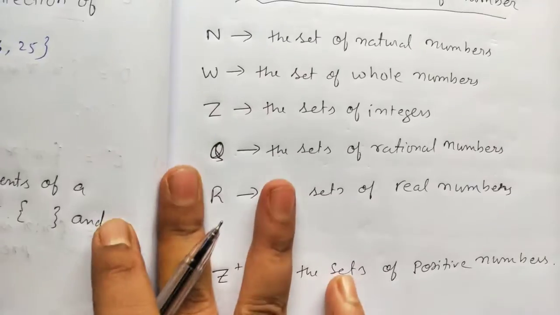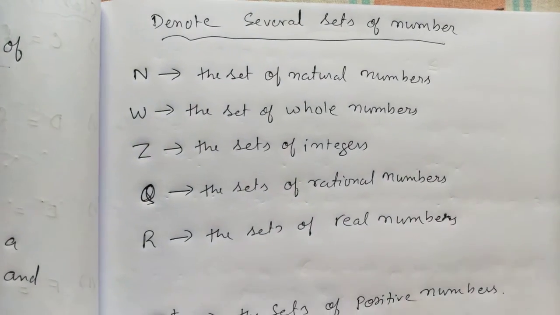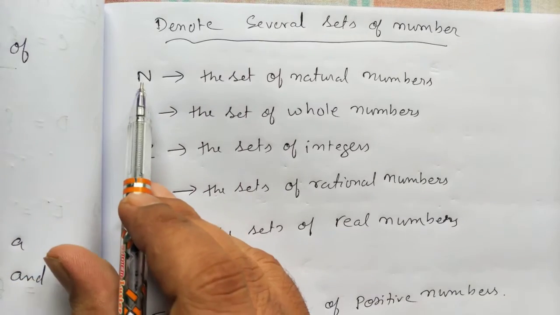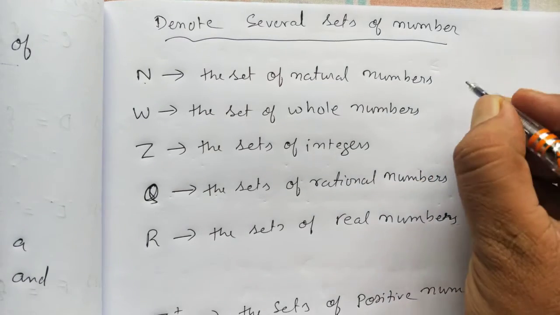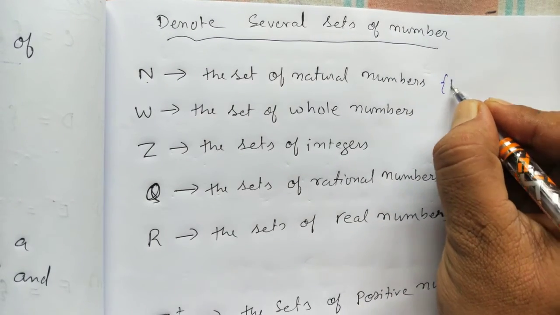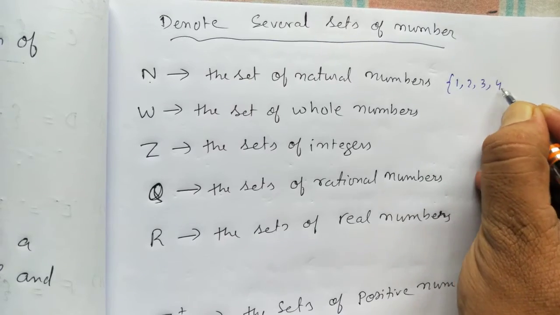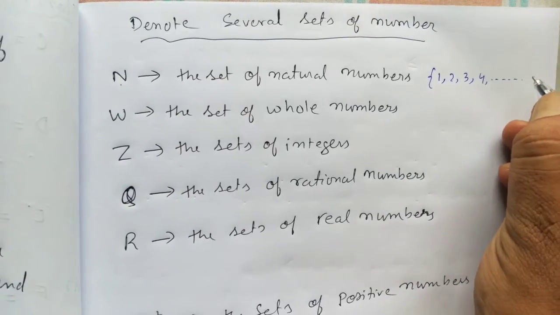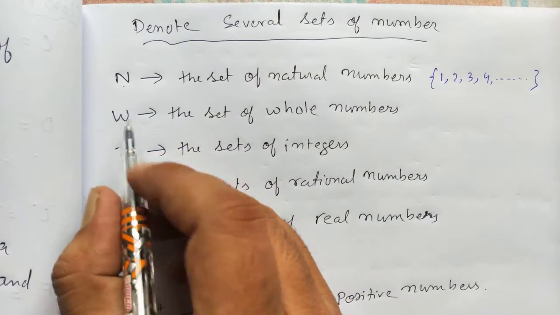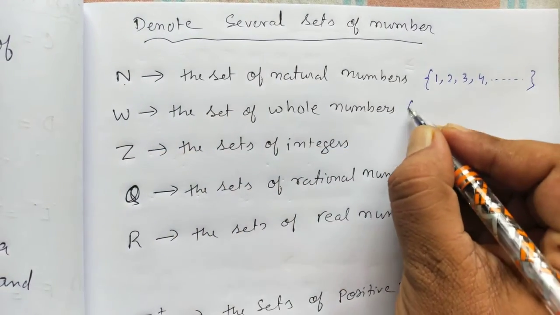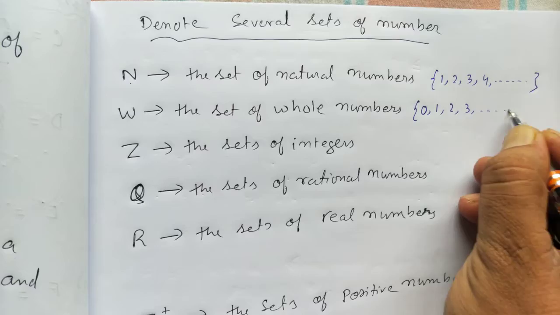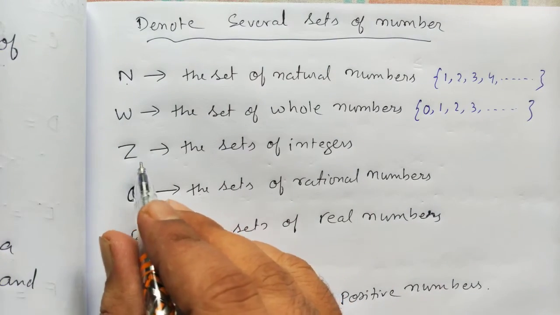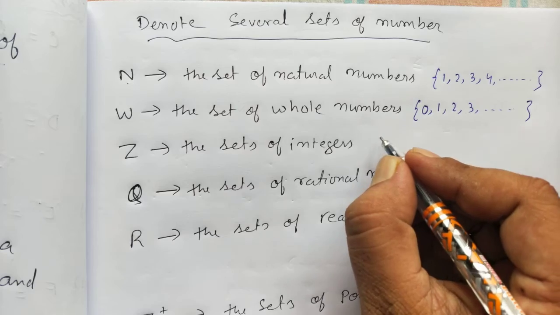Next, you have to know some of the symbols in sets. Capital N means the set of natural numbers. When we say natural numbers, these are counting numbers starting from 1, 2, 3, 4, and going on to infinity, okay? W means the set of whole numbers. Whole numbers start from 0, 1, 2, 3, and it goes on. Clear?